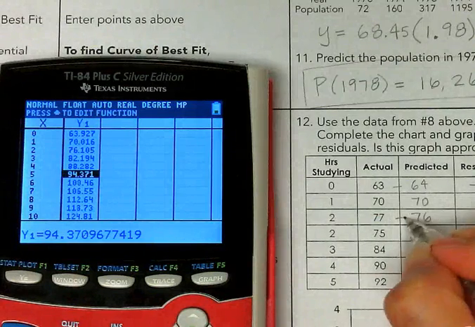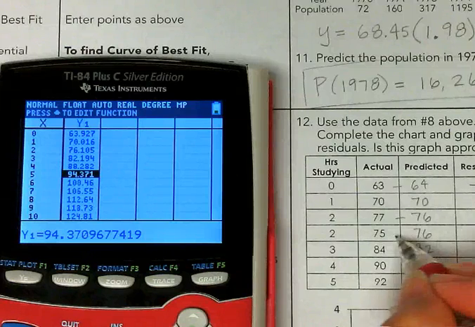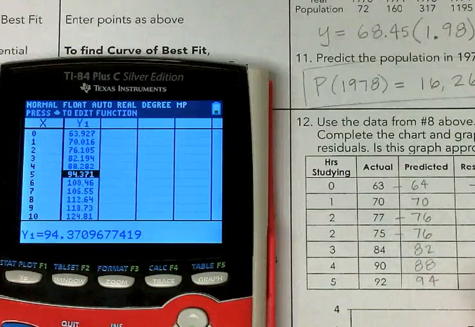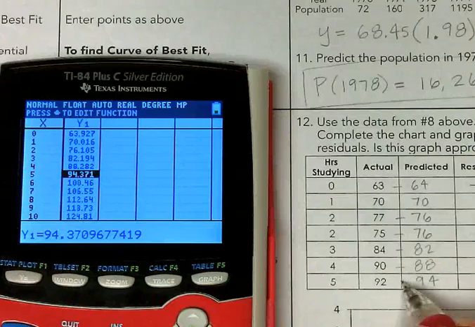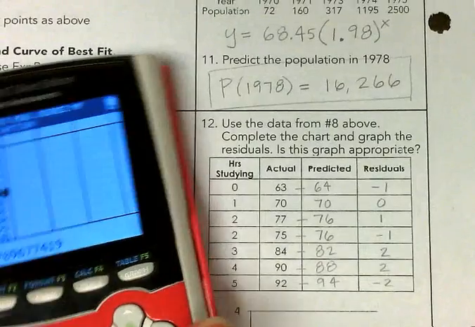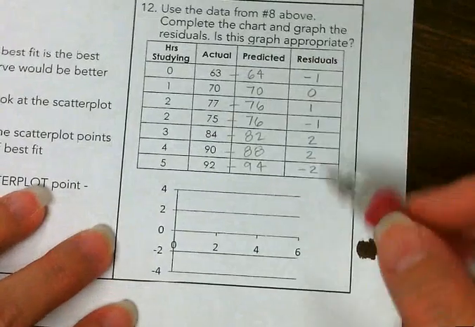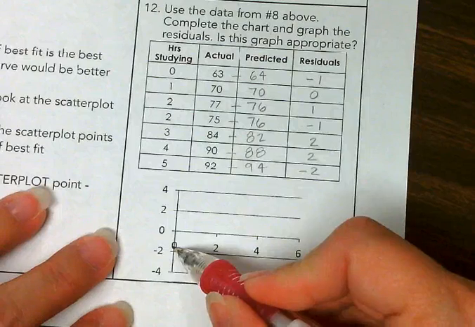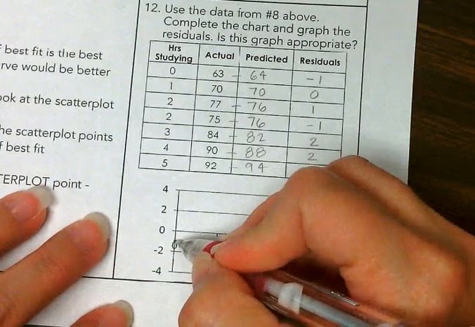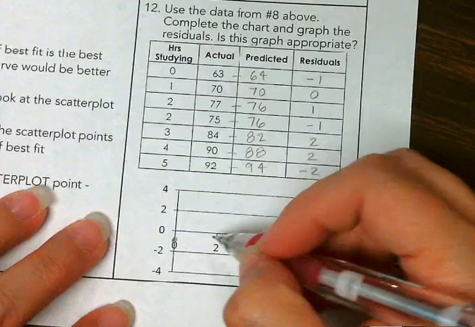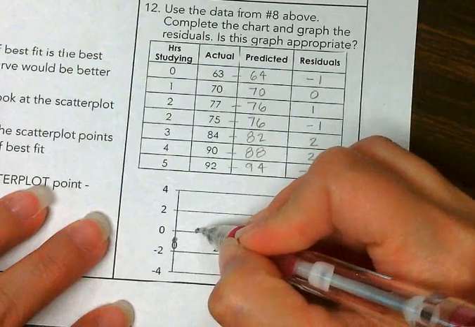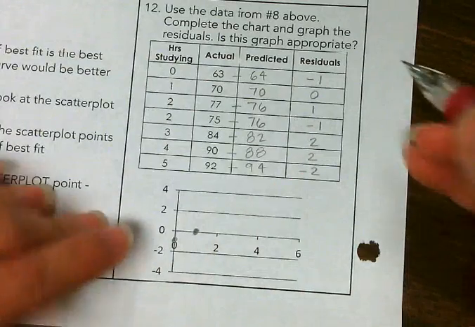That's 0. 77 minus 76, 75 minus 76, 84 minus 82, 90 minus 88, and 92 minus 94. All right, those are our residual values. Now we're going to plot them. So the person who didn't study at all got 1 less. The person who studied 1 hour got exactly what we predicted.